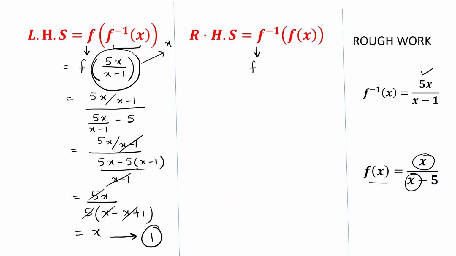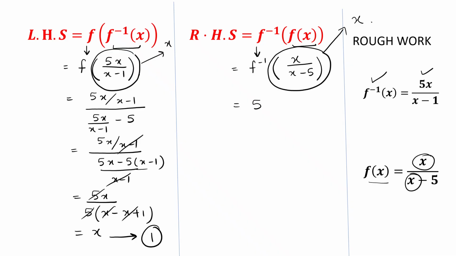Write this f inverse as it is and use value of f of x, which is x over x minus 5. Consider it as x. Now it becomes f inverse of x. In f inverse x function, replace x with this new value.